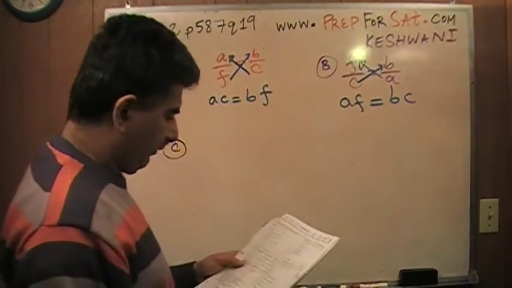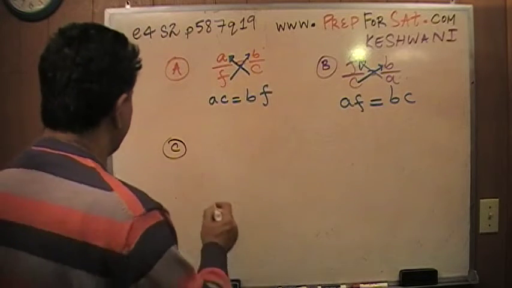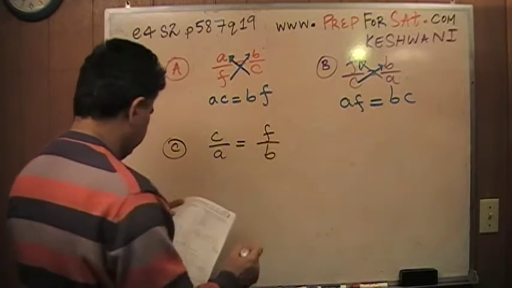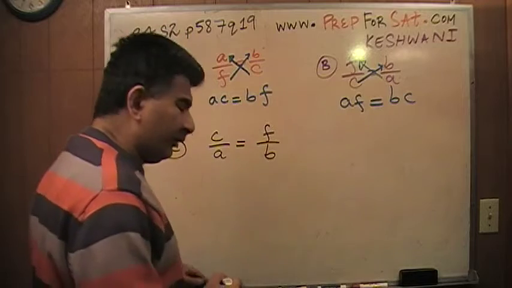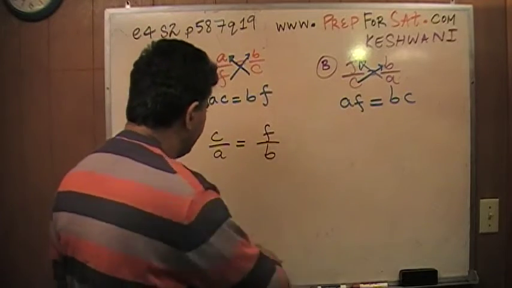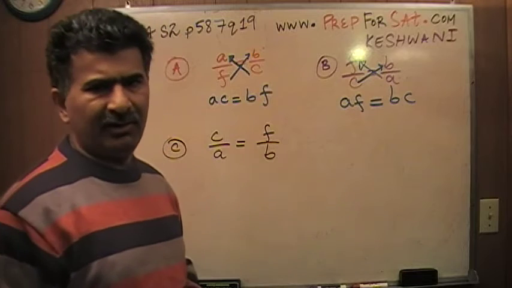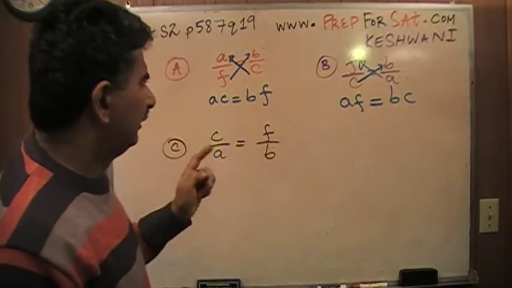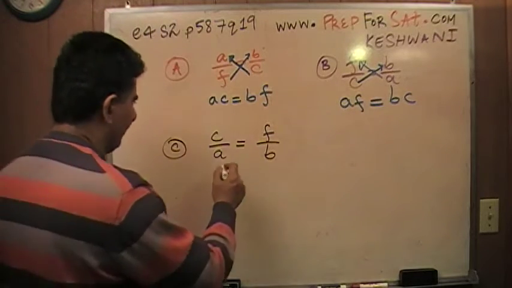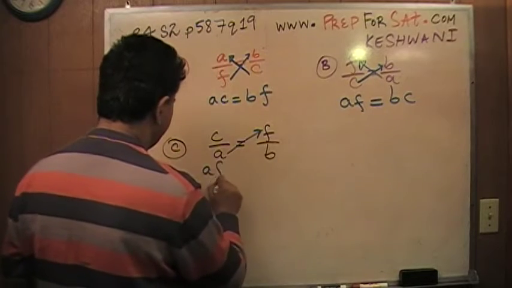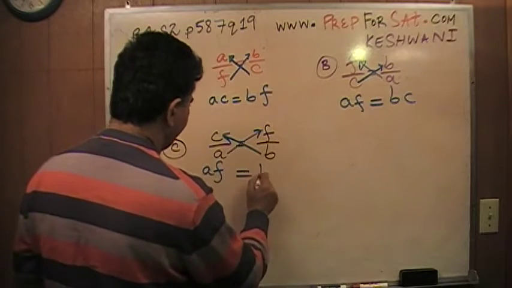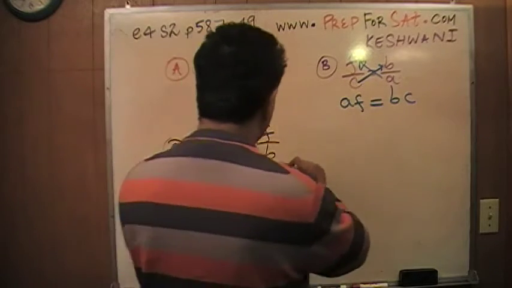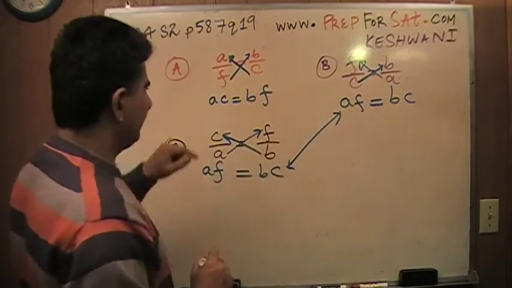C says C over A equals F over B. Of course, it takes me a while to show this problem on the clip because I take my sweet time and I change the color of markers and so on and so forth and explain things. When you're doing it yourself, there's no reason why it should take you more than a minute. Just cross multiply. A times F and B times C. Let's see. Well, there you go. A times F and B times C. These two agree exactly. This means this might be a problem.